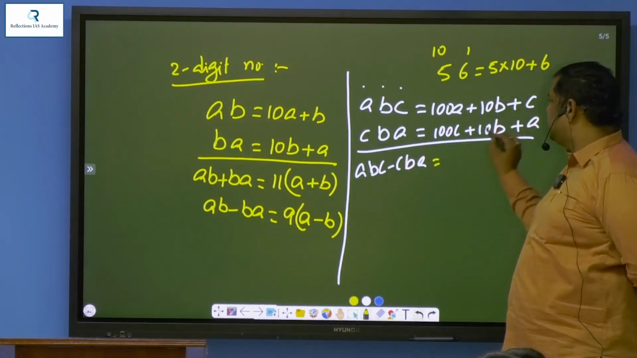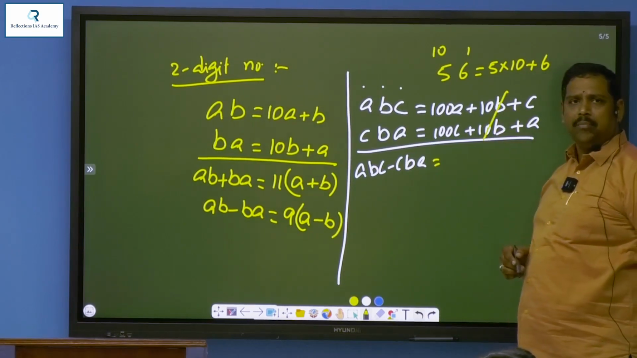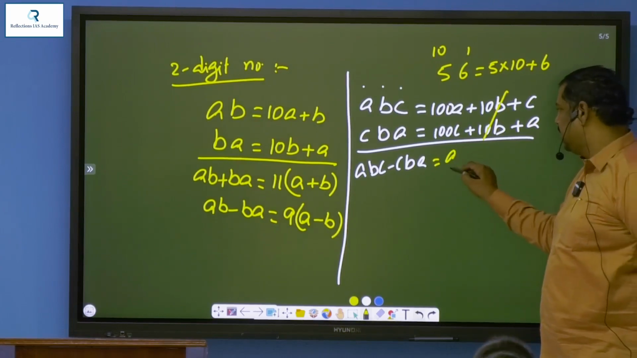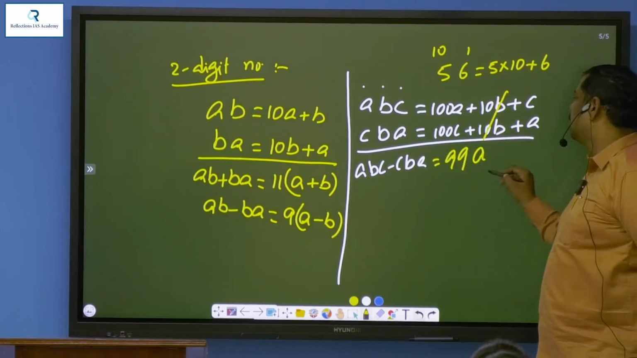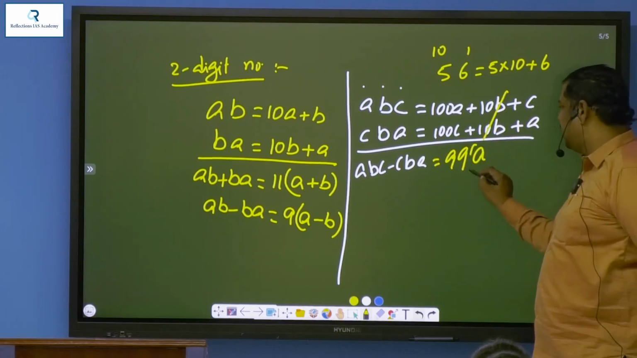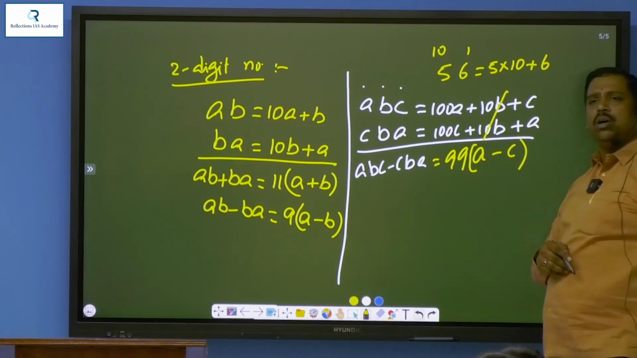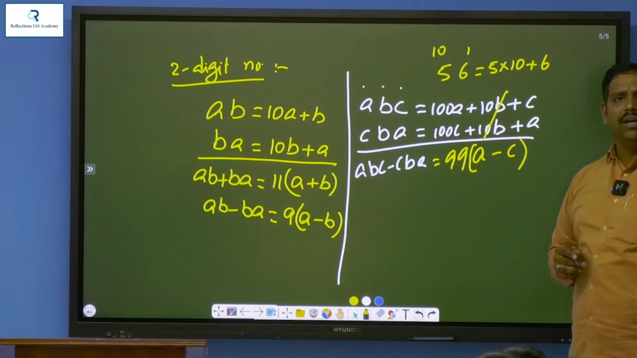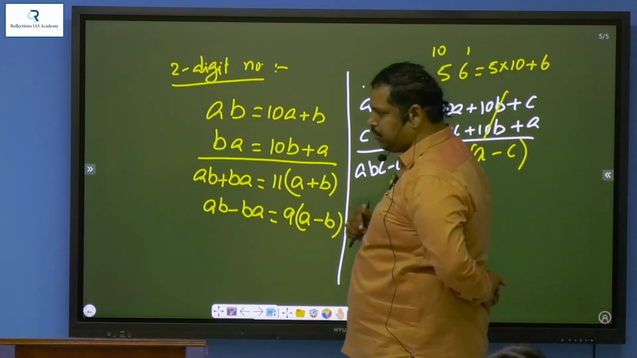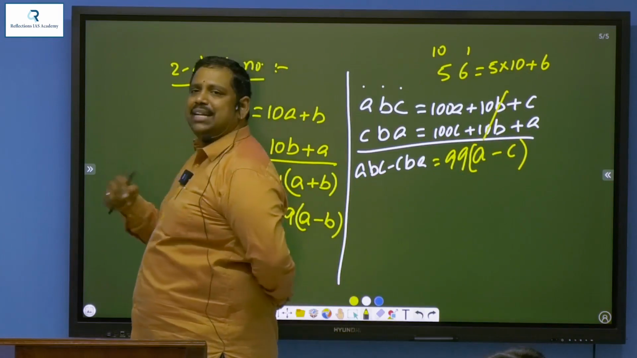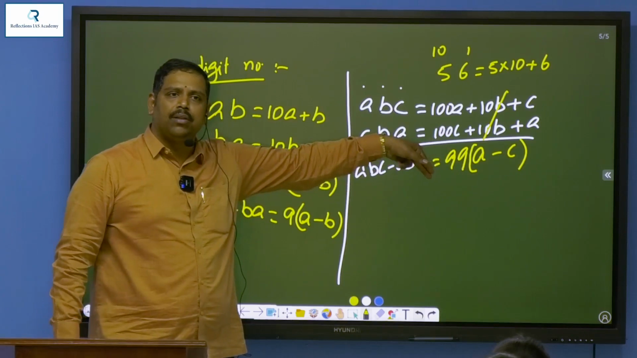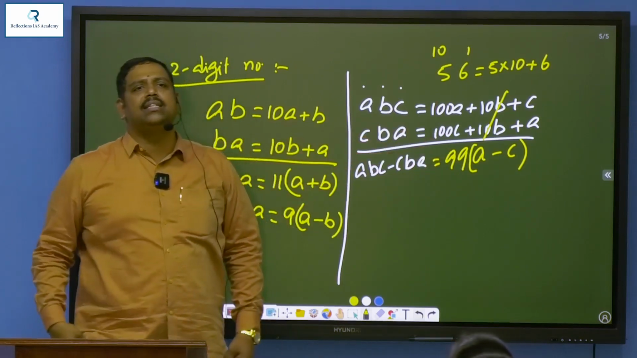Difference means 10B cancels. Now 100A minus A is 99A. C minus 100C is minus 99C. Can I take 99 common? 99 times A minus C. Am I clear? The two points I can tell you: the difference between a 3-digit number and its reverse is divisible by 99 and its factors.